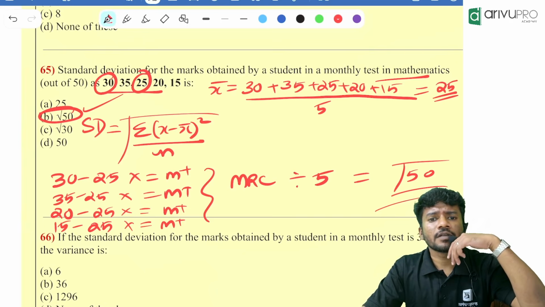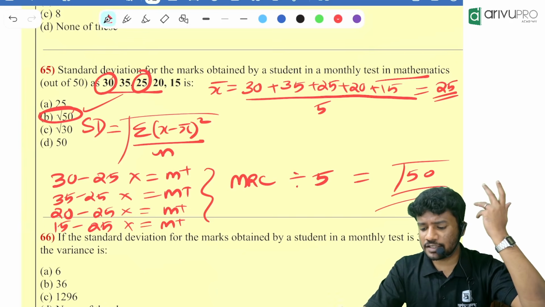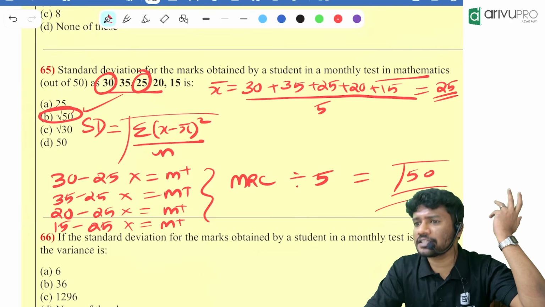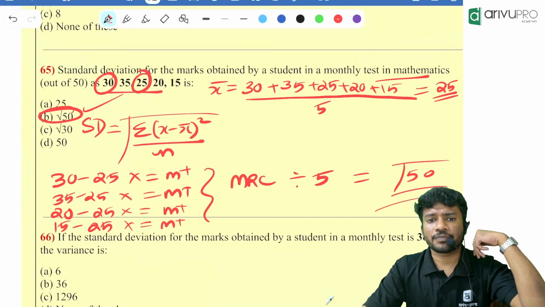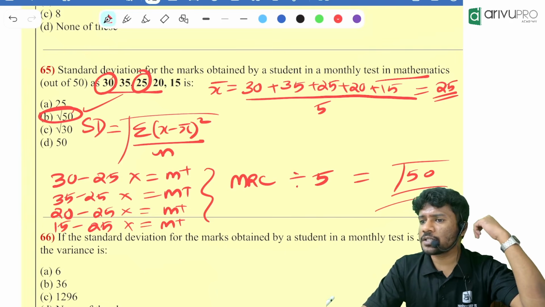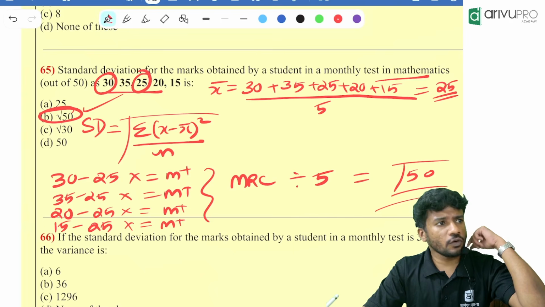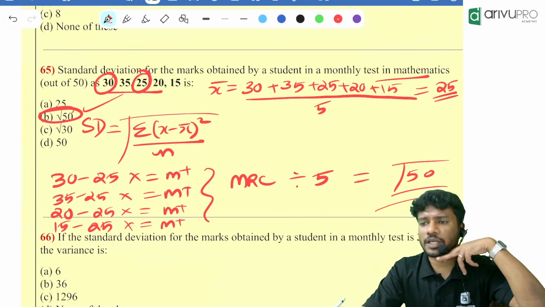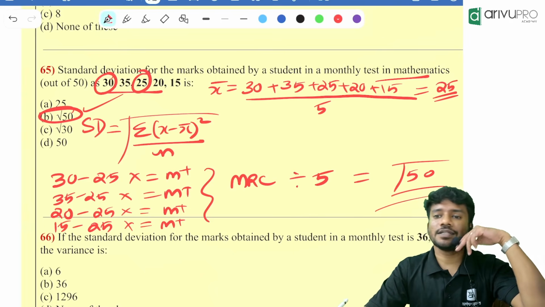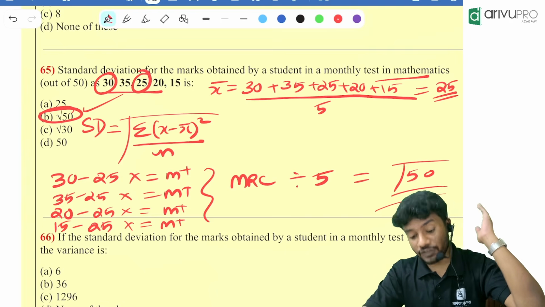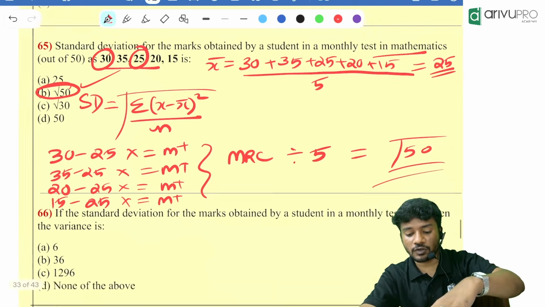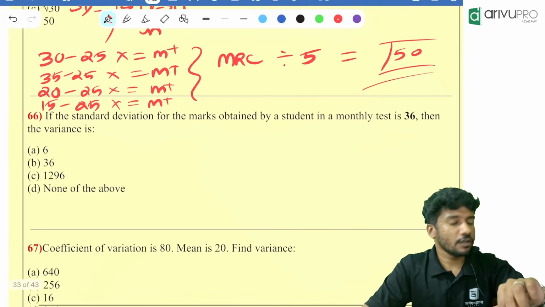Now people, how to find the variance? Variance is nothing but the value without the root. What is the variance? 50. Root 50 is the standard deviation. Then how much is the coefficient of variation? Root 50 divided by 25 into 100. That is called your coefficient of variation. Everything was given. Look at the next question.